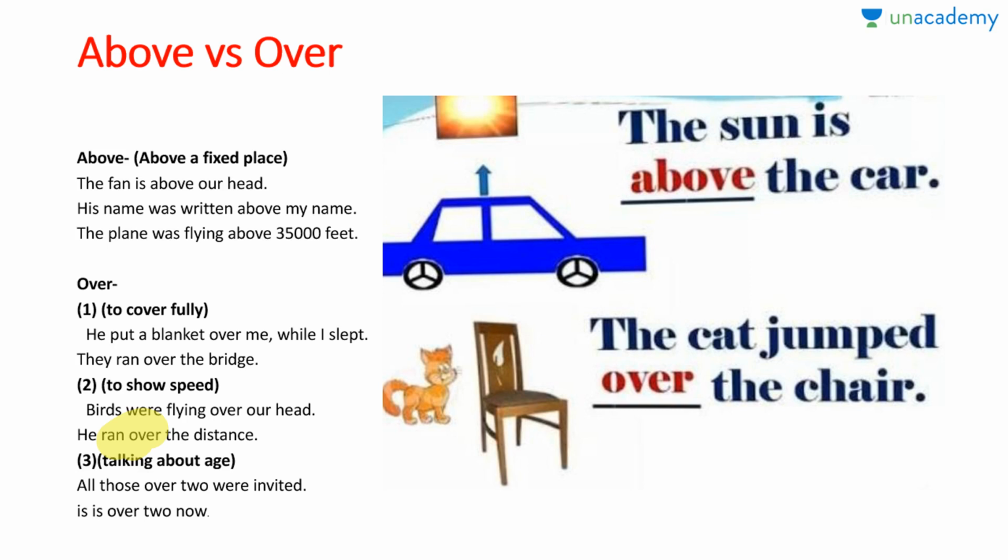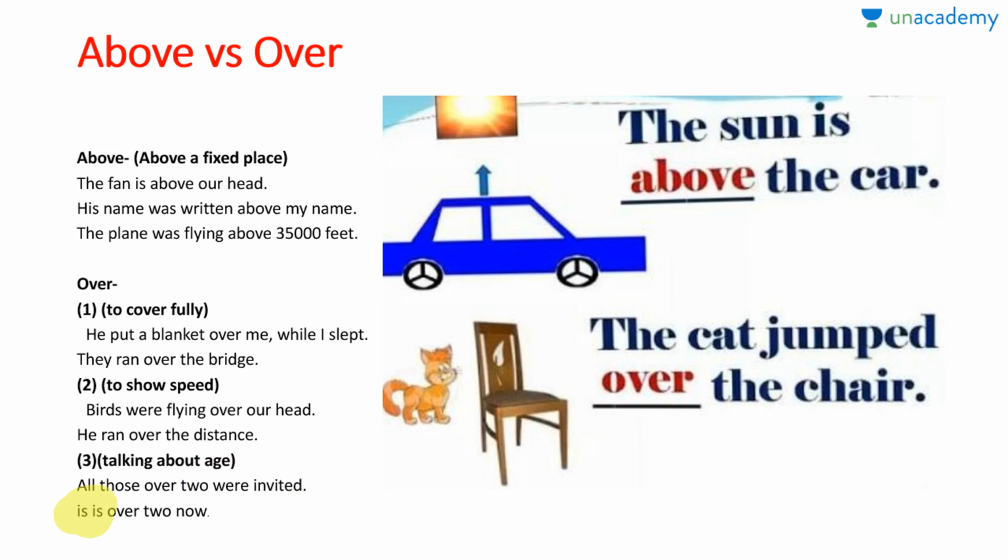As I said, guys, there is no hard and fast rule for prepositions. It's all our observation that will make them strong. All right. Next is talking about age. We use over to talk about age. All those over 2 were invited, meaning all the people who are over 2 years. Okay, they were all invited there.